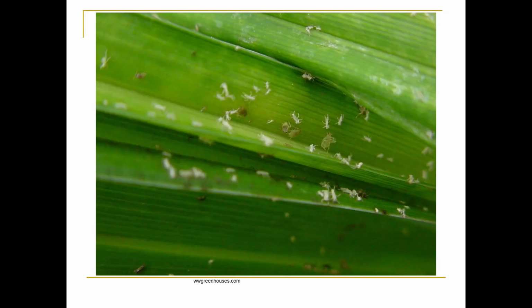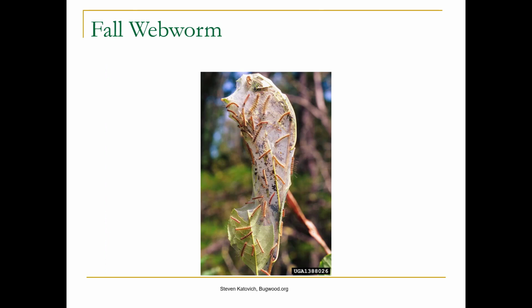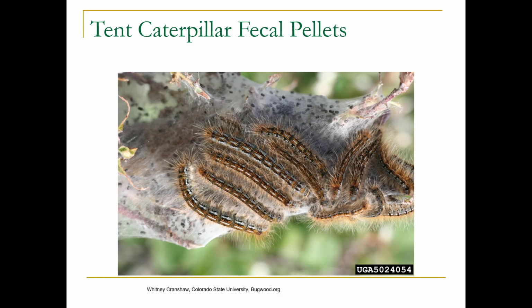These might be from certain moths or beetles that are feeding on wood. So here we've got some aphids, but those little white things are the cast skins from aphids. Here's the tent from fall webworm. Here's the tent from tent caterpillar, and you can see those black pellets in there are the fecal matter.